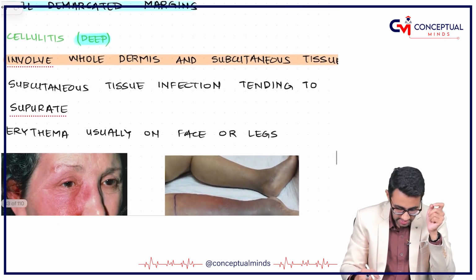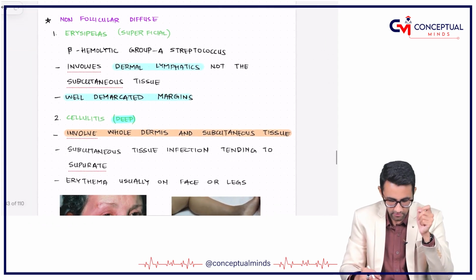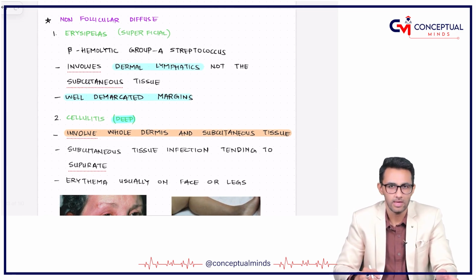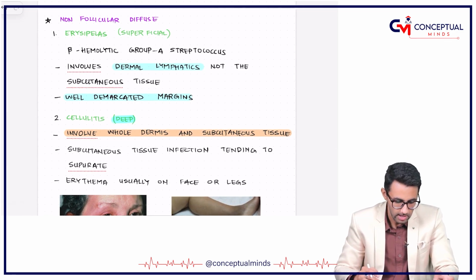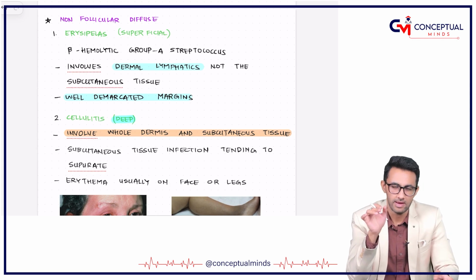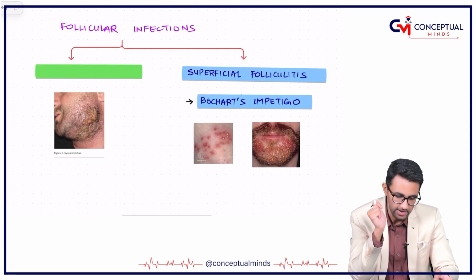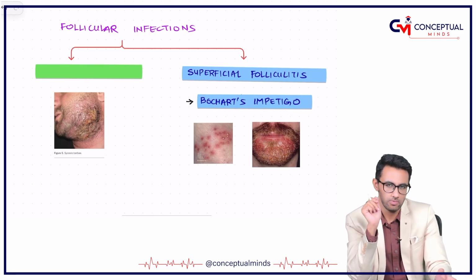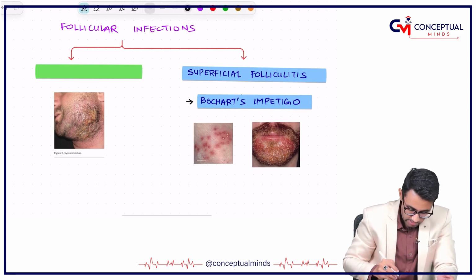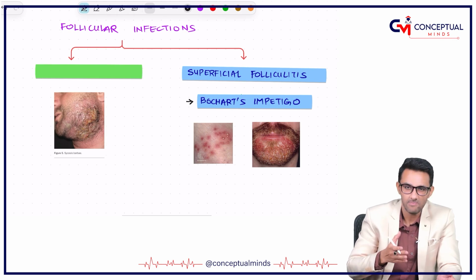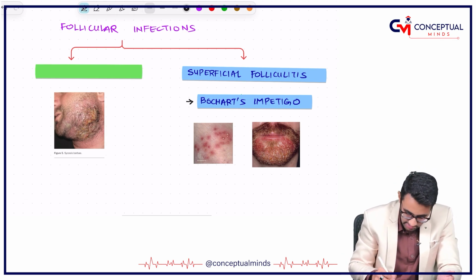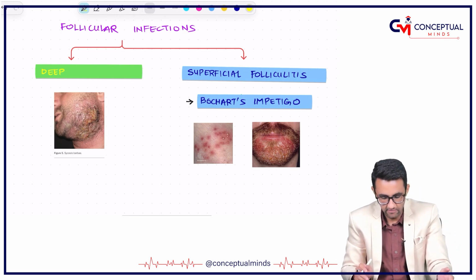Okay, all right, so that is all about the non-follicular diffuse variant. The next topic is going to be about the follicular one. So let us come to the next topic, the follicular infections. This is a pretty short one. Here we either have a deep or a superficial folliculitis.